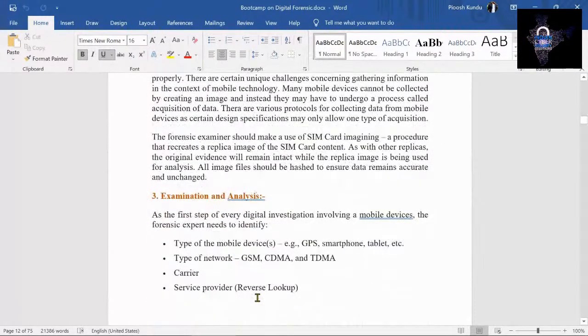The third part, which is a very important part, is the examination and the analysis part. Now, as the first step, every digital investigator should identify the mobile devices, and the forensic expert needs to identify the type of mobile device, for example a GPS, smartphone, tablet, etc. Then the type of network, GSM, CDMA, and TDMA, and the carrier and service provider through a reverse lookup.